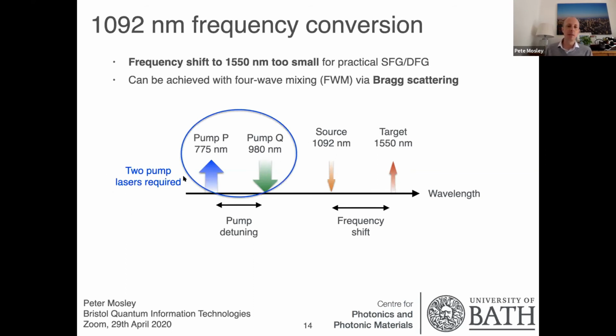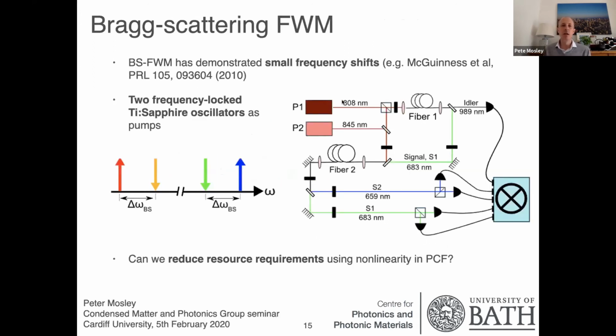So typically, we need two separate pump lasers to drive this process. The first experiment that was done on this front was back in Mike Raymer's group in 2010. They used two locked titanium sapphire oscillators as the pumps, one at 808 and one at 845, and shifted a signal photon at 683 to a wavelength of 659.